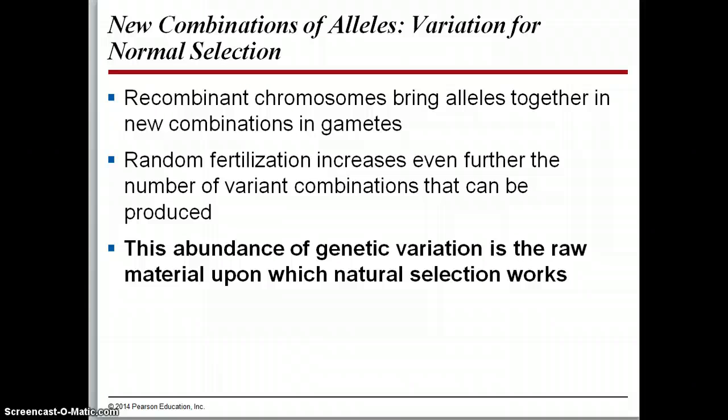Last thing I want to talk about is just this new combination of alleles. As always, when I relate everything back to evolution, these new recombinant chromosomes are going to bring a lot of variation, which is really important because variation allows organisms that have the best traits to survive and reproduce and pass on that trait to the next generation. So producing a lot of genetic variation is very favorable. Random fertilization of these gametes that do go through crossing over is also going to increase the genetic variation of this population as well.